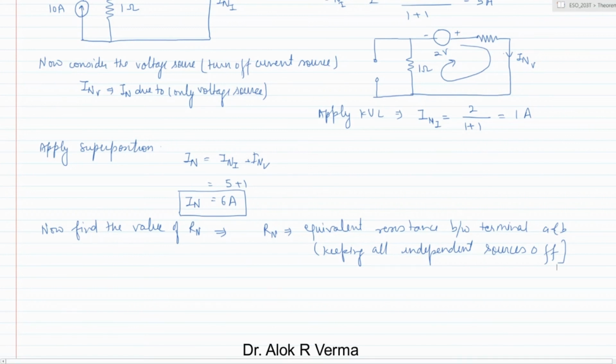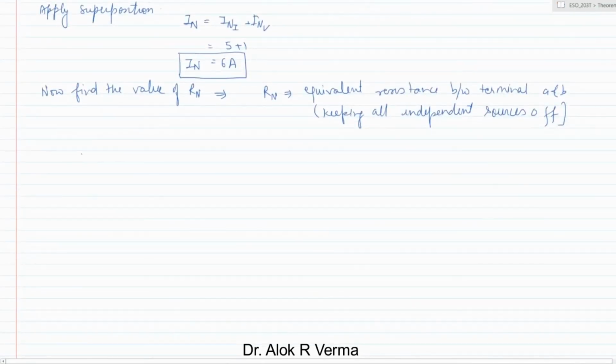Now let us draw the circuit by turning off all the sources. The current source turned off means this will be open. There is a 1 ohm resistance, then the voltage source will be short circuited, and this is another resistance. This is the equivalent between terminals A and B, which is Rn. So Rn is 1 plus 1, which is 2 ohm.